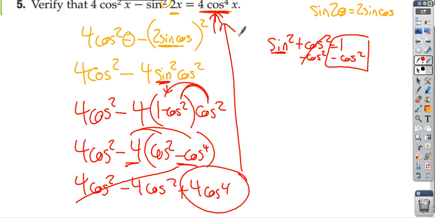Okay, so that is section 13.4 on double angle and half angle identities. It's certainly a lot, but the more that you practice with it, the better it will become.